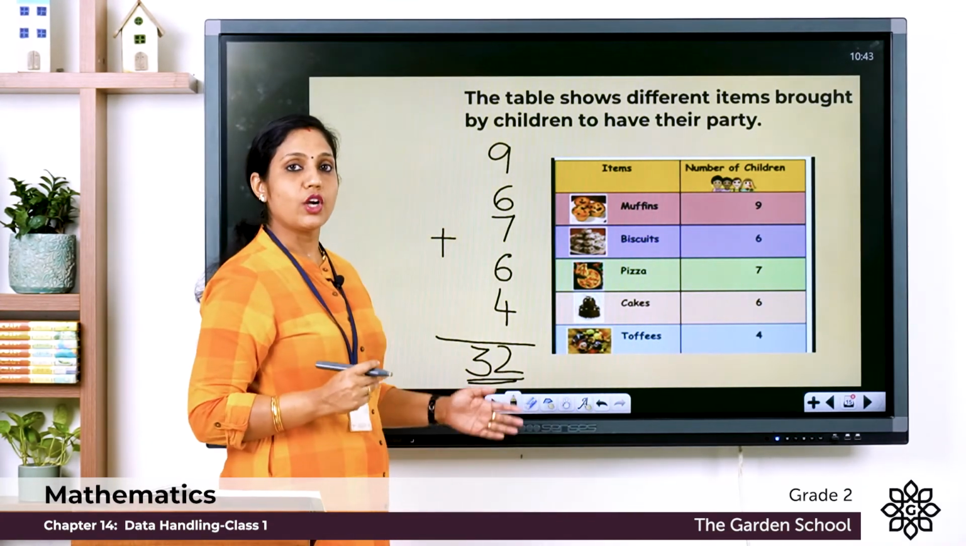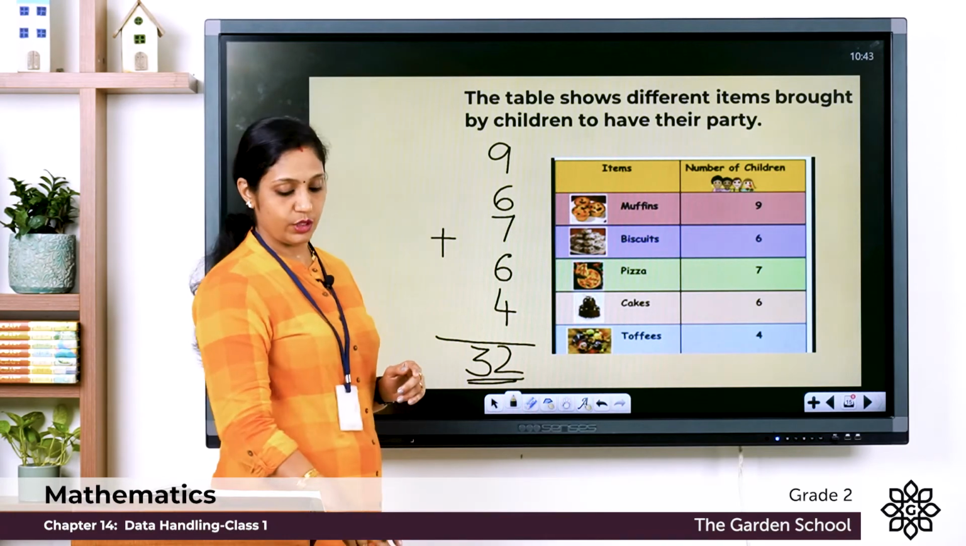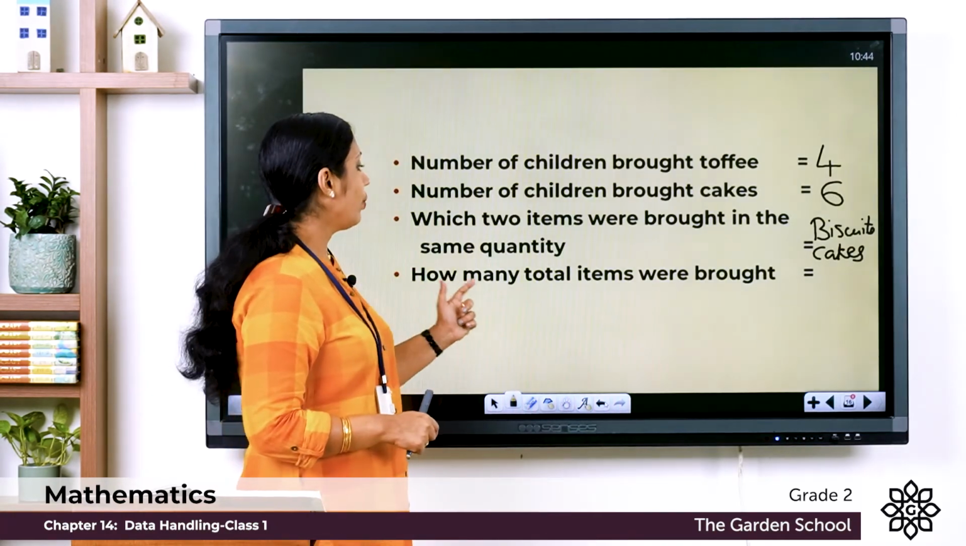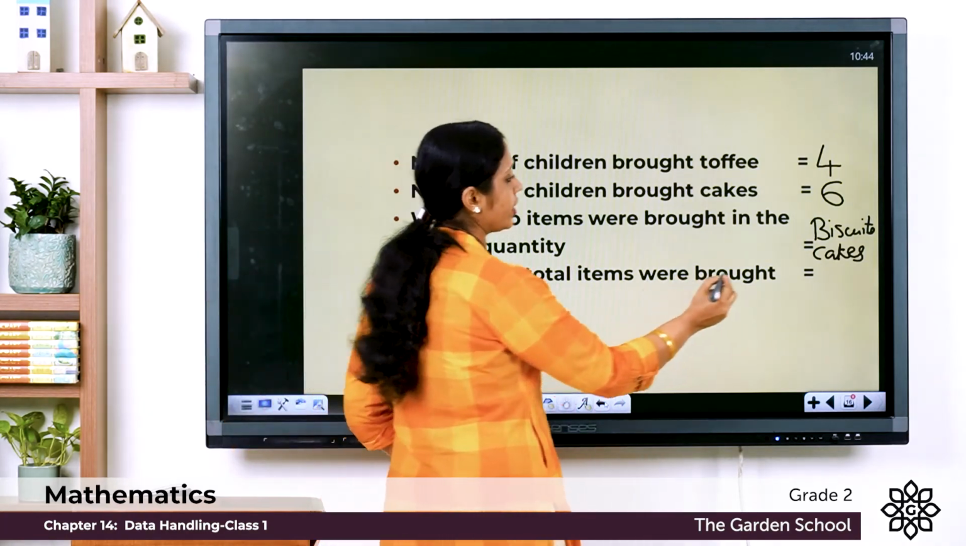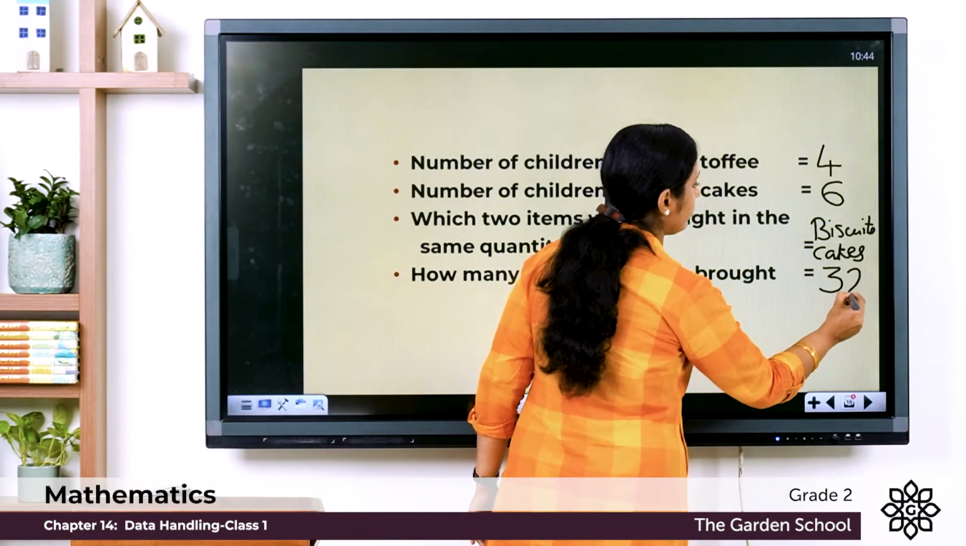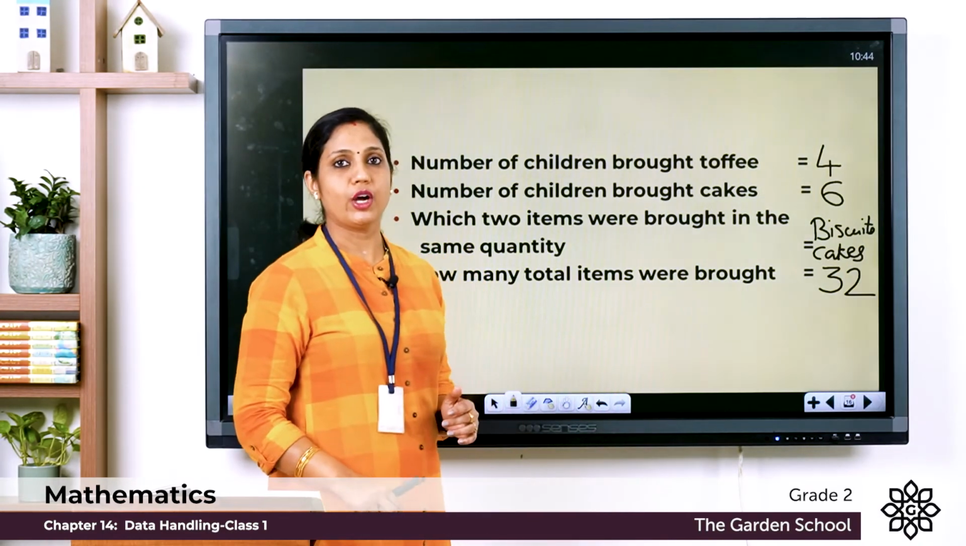So how much is the total number of items? It is 32. Now what was our question? How many total items were brought? And we got the answer 32. So let's write here 32. So hope this is clear to you now.